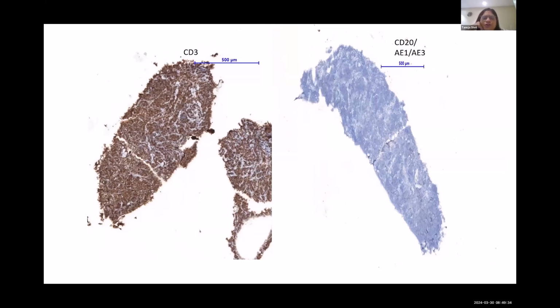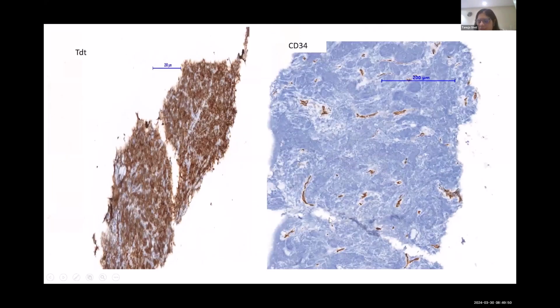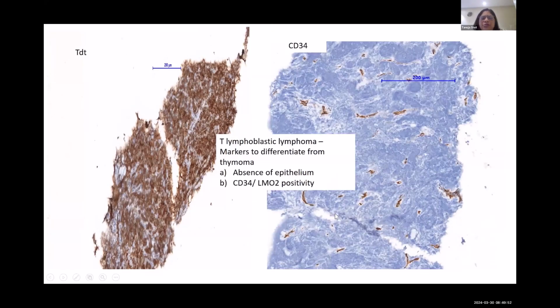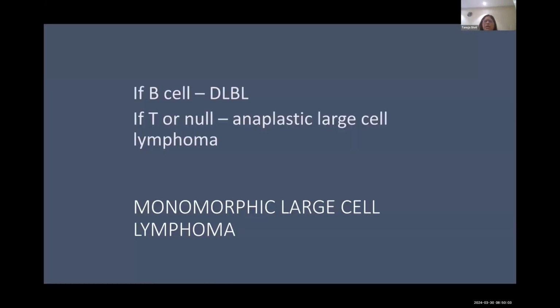So for the differential, because T lymphoblastic lymphoma and thymoma share identical immunoprofiles, we do an epithelial marker to ensure that within that lymphoid proliferation, there are no epithelial cells. And this is the TdT, and there are no epithelial cells, and that is how we make a diagnosis. Another marker we do is LMO2, because LMO2 is not seen in normal thymus, it's only seen in immature cells of lymphoblastic lymphoma. So now we come to the large cell proliferation.